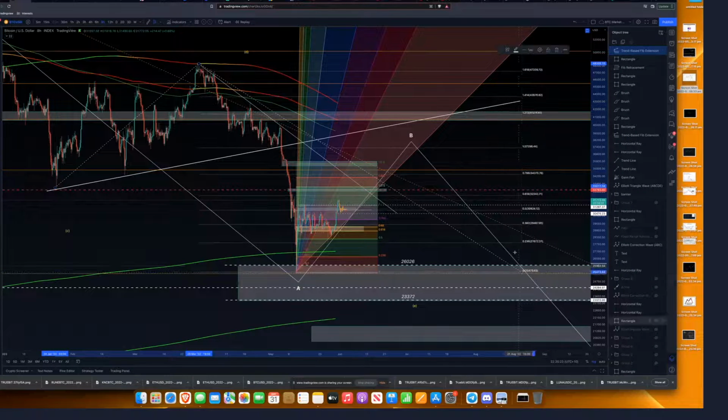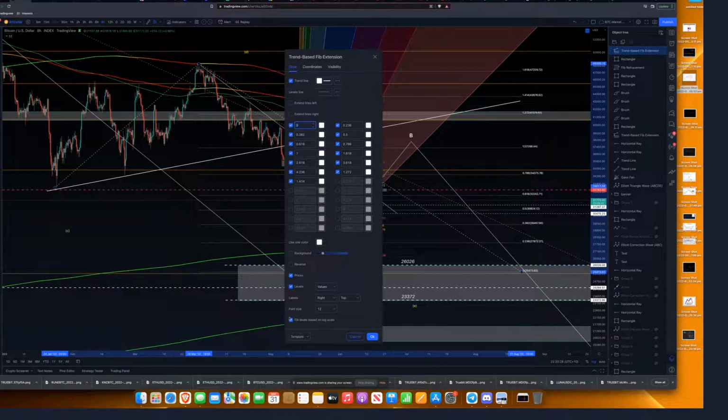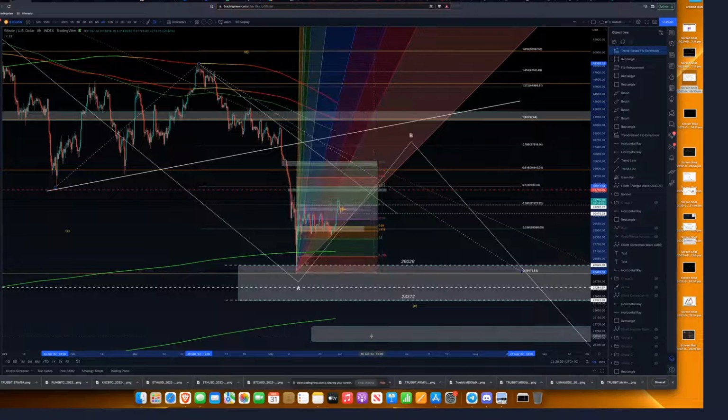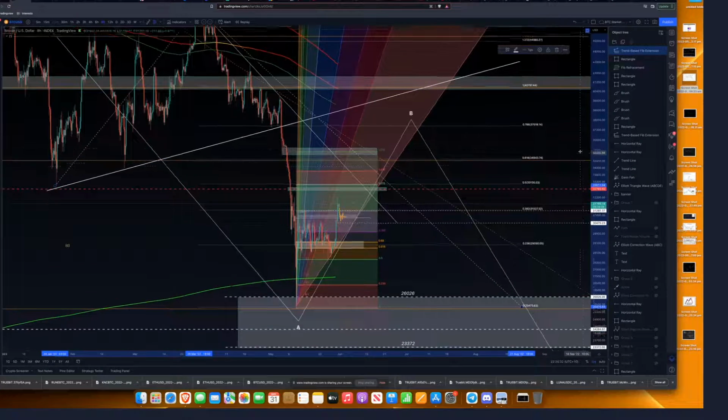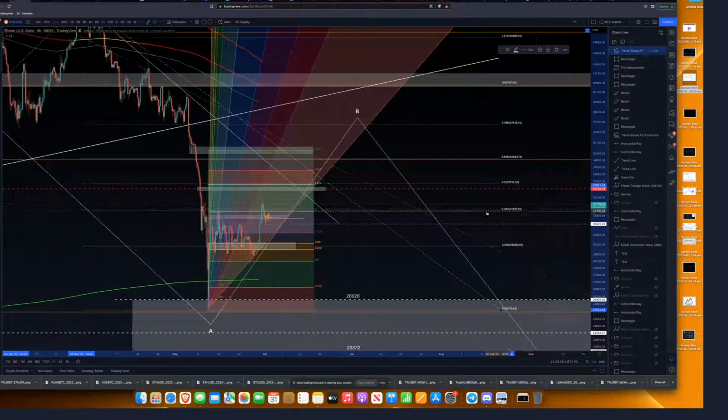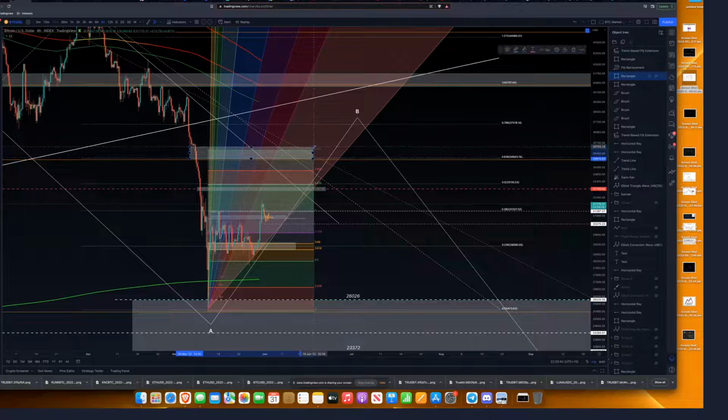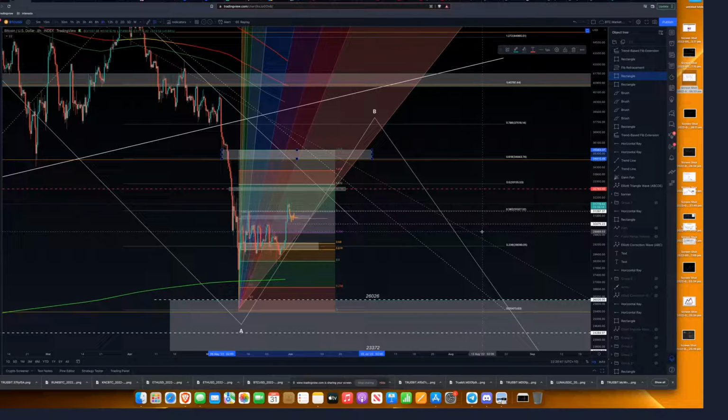Yep, that all fits perfect to a point. There we go. So now you can see how everything just lines up perfect, give or take. So this one could be just that range there. So that's what I see at the moment.